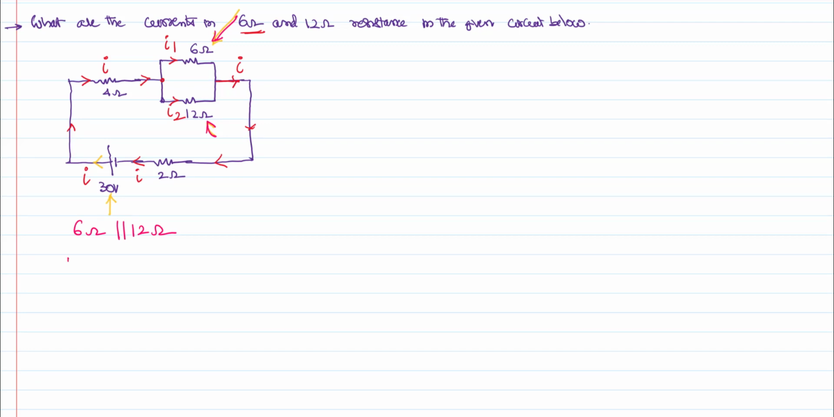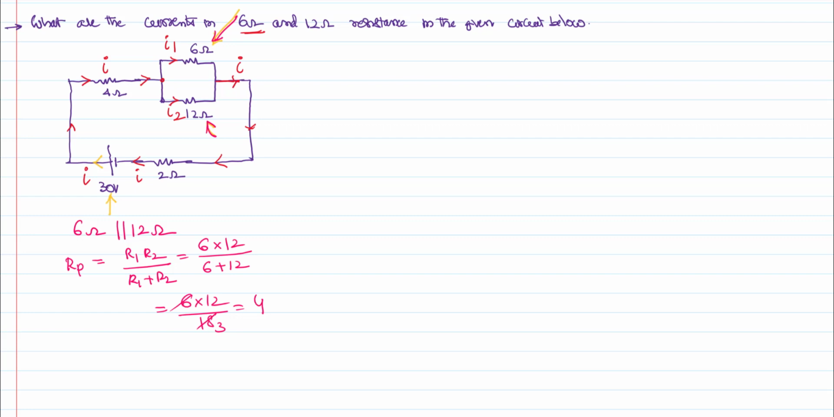So you can say 6 ohms is in parallel with 12 ohms. How can I find out the effective resistance R parallel? We have done this so many times. We have a formula, R1 R2 by R1 plus R2. R1 is 6, R2 is 12, so 6 into 12 by 6 plus 12, which is 18. 6 3s are 18, 3 4s are 12. So the effective resistance of 6 and 12 is equal to 4.